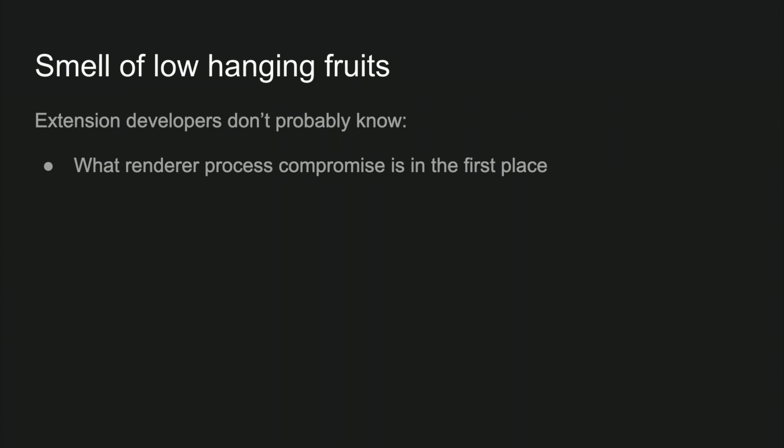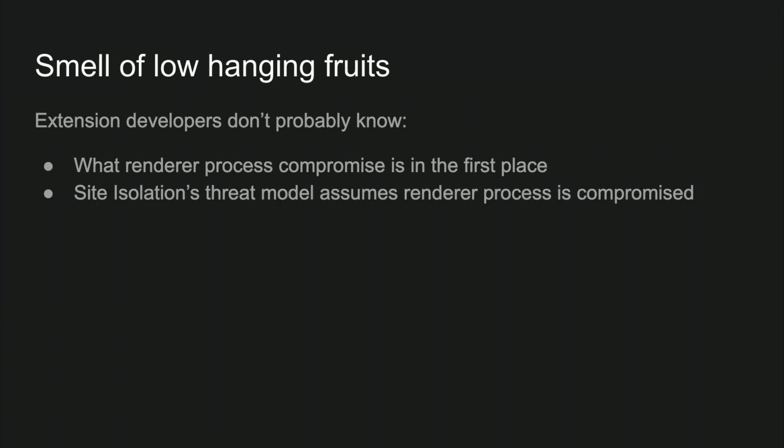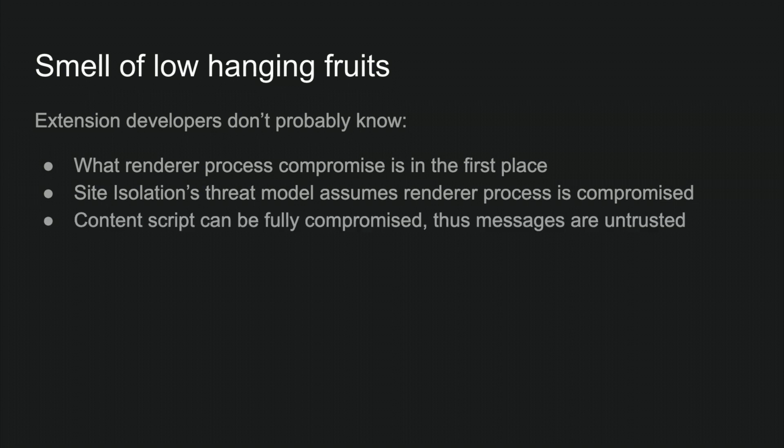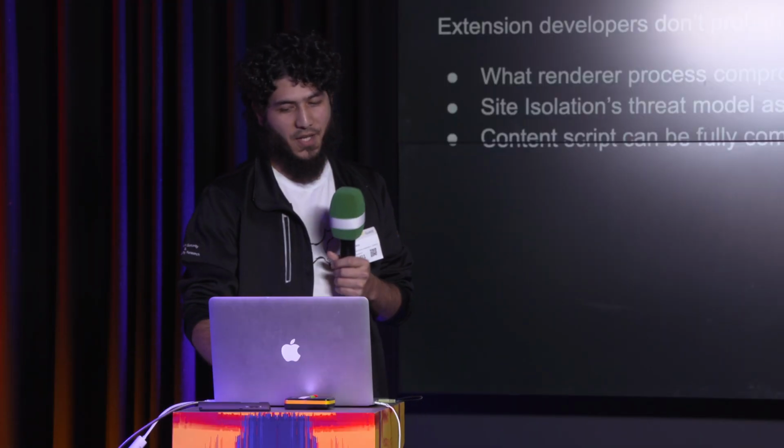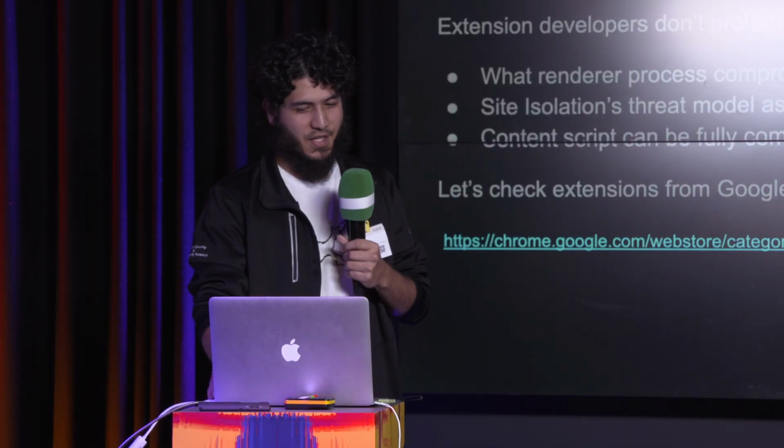So I think this seems easy because I don't think extension developers know about renderer process compromise. The site isolation threat model assumes that the render process is compromised, right? So I don't think developers know this as well. The content script can be fully compromised, so you can't trust any of those messages, which I think extension developers trust. So let's check Google extensions.